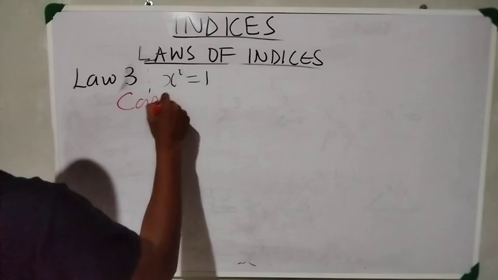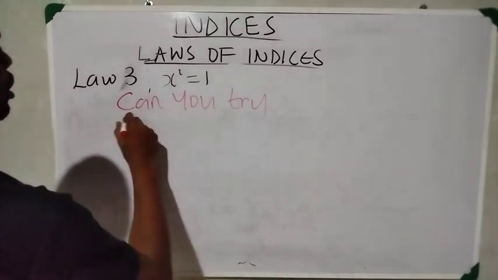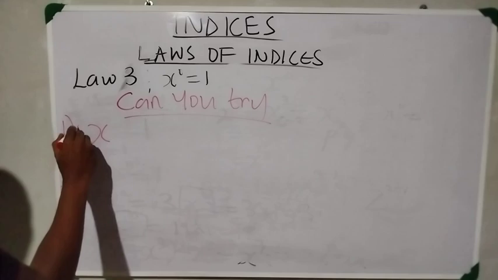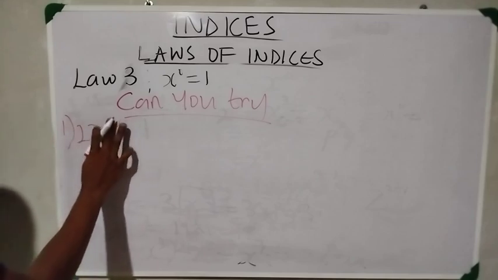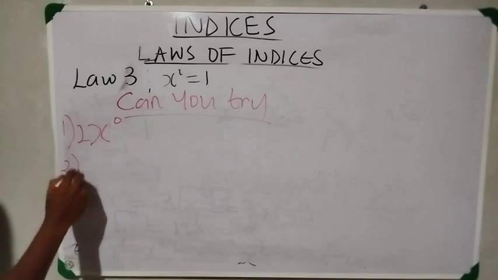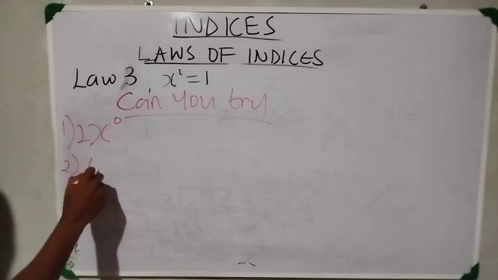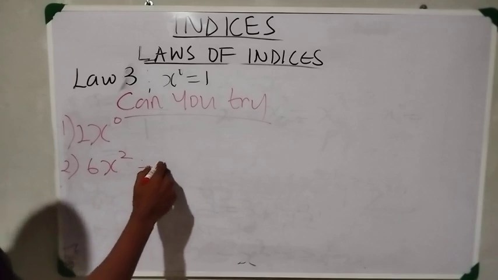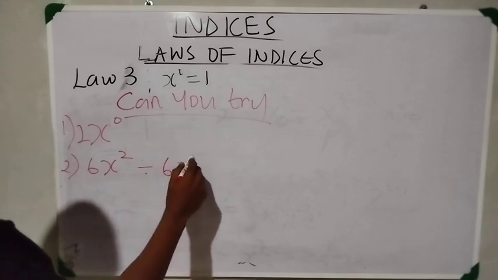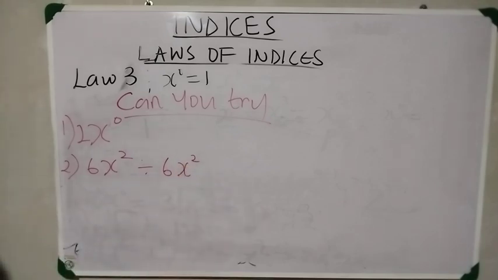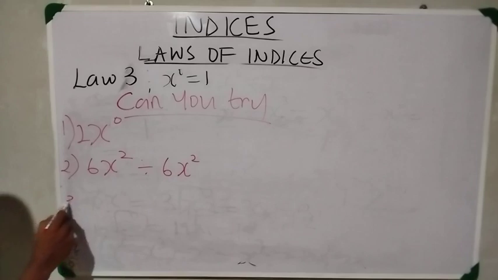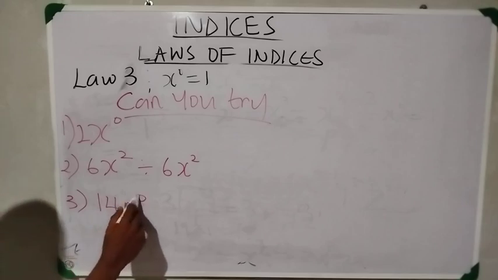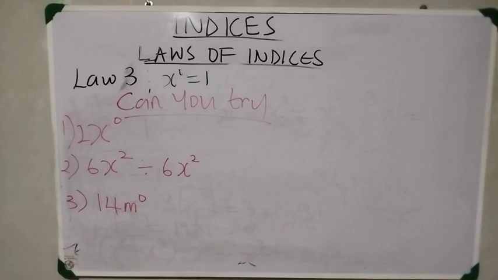So, can you try? What will be 2x raised to the power 0? Alright, let me know the answer. What's also going to be 6x squared divided by 6x squared? What's going to be the answer? Alright? So solve this for me and let me know the answers.